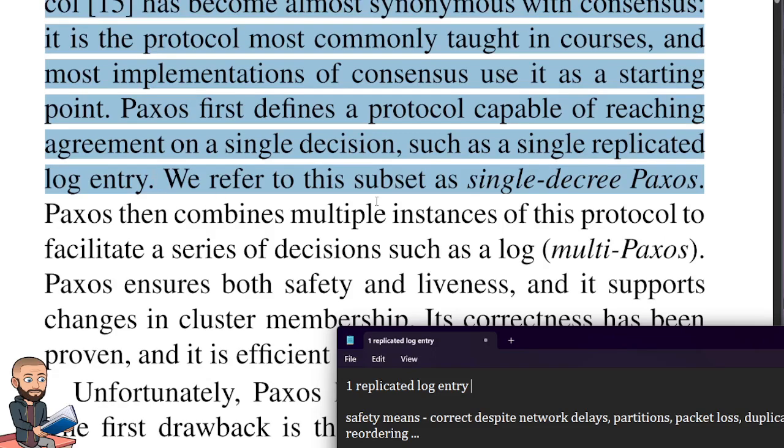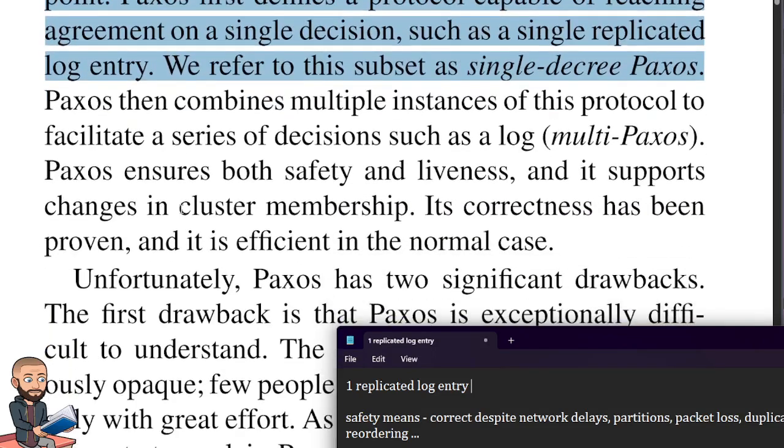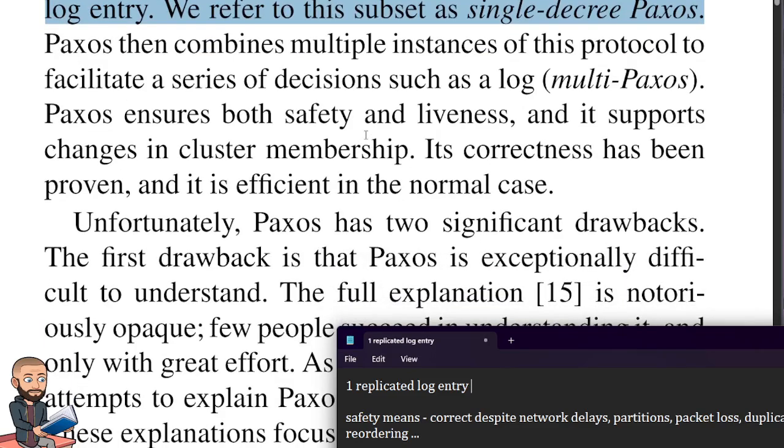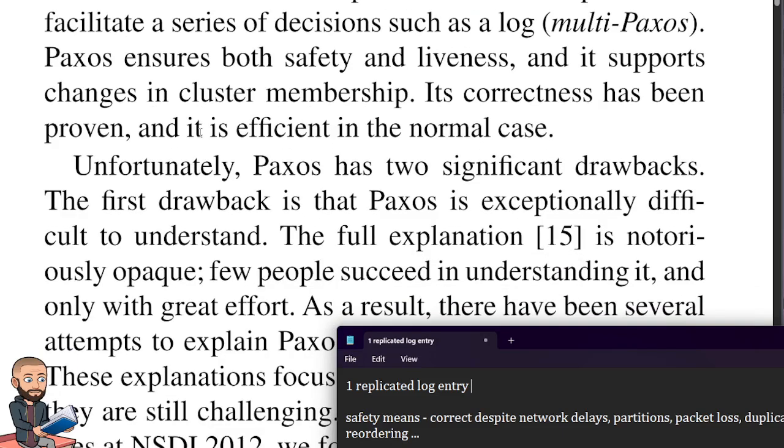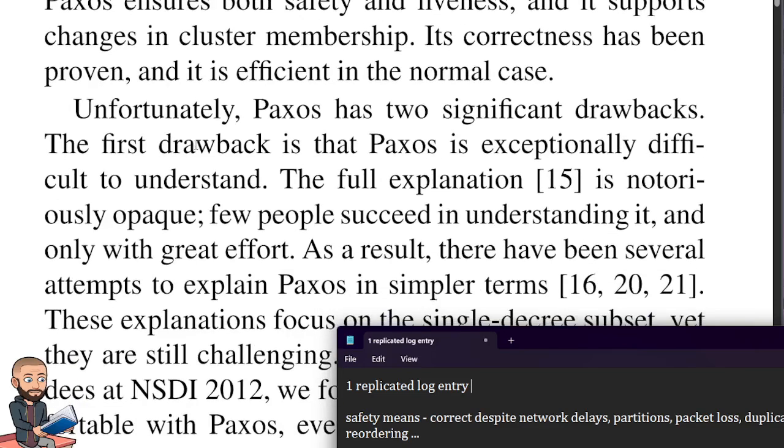We refer to this subset as single-degree Paxos. Paxos then combines multiple instances of this protocol to facilitate a series of decisions such as a log, which is multi-Paxos. Paxos ensures both safety and liveness, and it supports changes in cluster membership. Its correctness has been proven, and it is efficient in the normal case. Unfortunately, Paxos has 2 significant drawbacks. The first drawback is that Paxos is exceptionally difficult to understand.